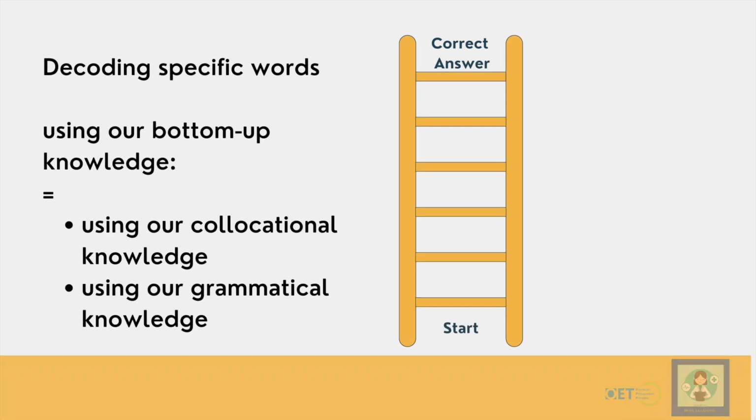The other way we do this is by using our bottom-up knowledge. So that's more specific. That's using collocational knowledge, grammatical knowledge, that kind of thing. So we know that there's a word we don't quite understand or we don't quite hear, and we try and guess what it is because we know this word has to be an adjective, for example, or it has to be a noun because that's what's going to fit into the sentence. And we do this simultaneously.